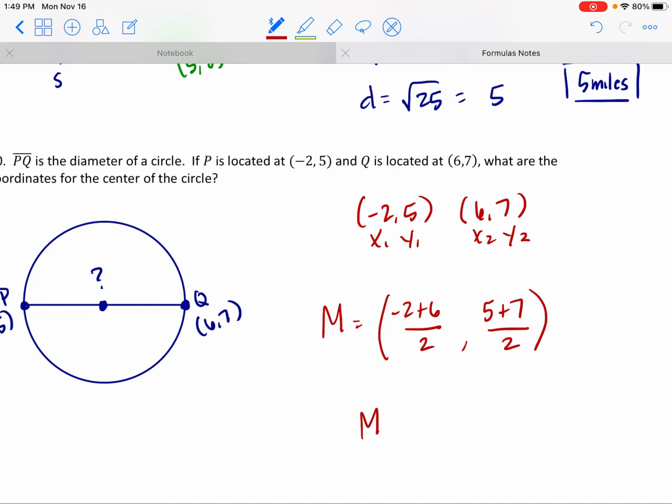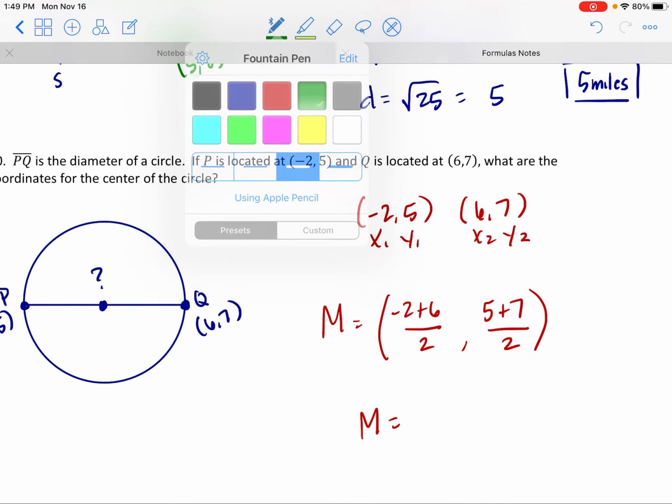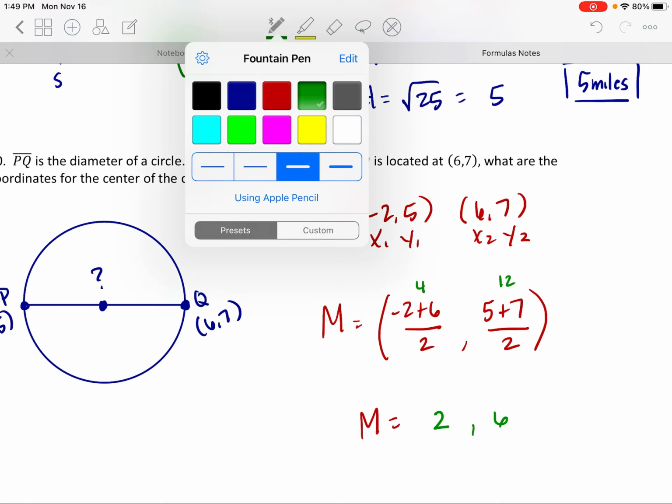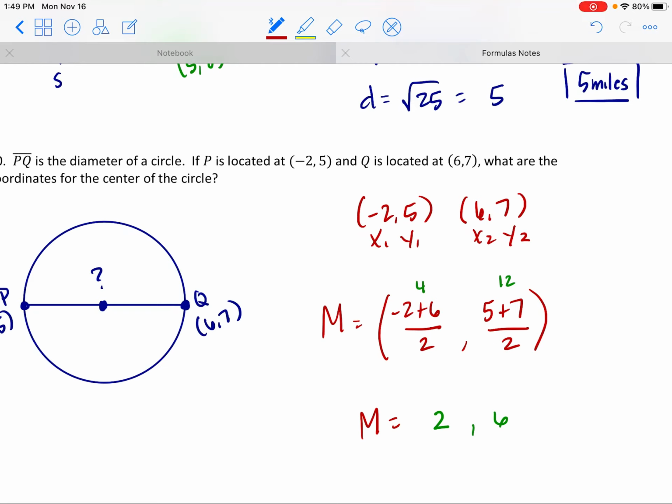Let's see, negative 2 plus 6, that's 4 units, divided by 2 is going to be 2 here. And then 5 and 7 makes 12, divided by 2 is going to make 6 here. Because in the middle of negative 2 and 6 is going to be 2, and in the middle of 5 and 7 is going to be 6. So that is our midpoint. Those are the coordinates for the center of the circle.